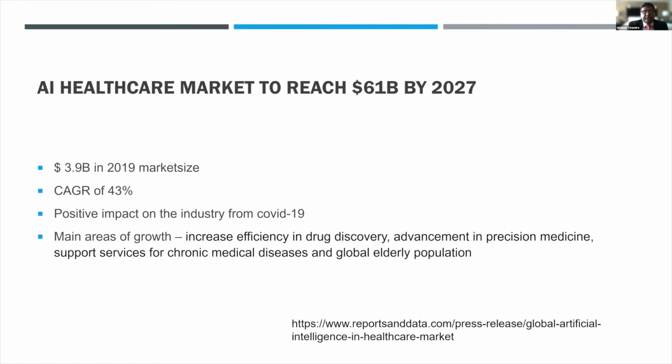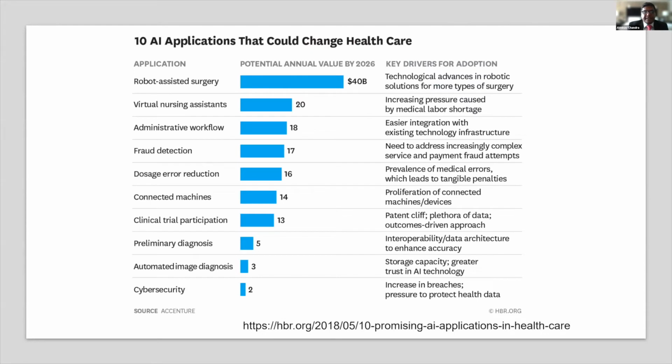HBR, Harvard Business Review, in 2018 in their publications had mentioned the top 10 applications that could change healthcare. And a few of these we'll be touching on in the time of my talk. So first is the robot-assisted surgery. And that's the Da Vinci, which I think most of the healthcare systems have now. The key drivers for adoption are technological advances in robotic solutions for more types of surgery.